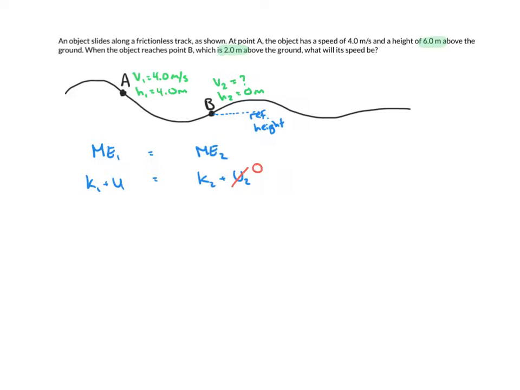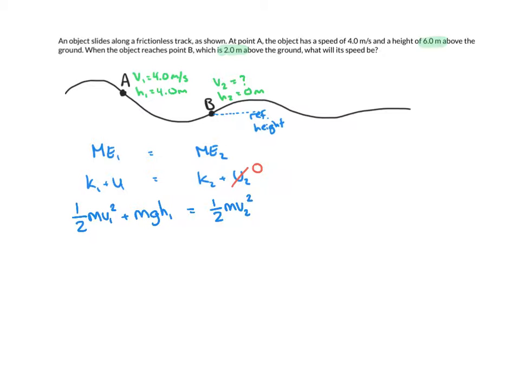For the rest of the equation, we're going to convert the K's into the formula for kinetic energy, which is half mv squared, and convert the U's to the formula for gravitational potential energy, which is mgh. Do that to both sides. All right, so that's what the equation looks like.